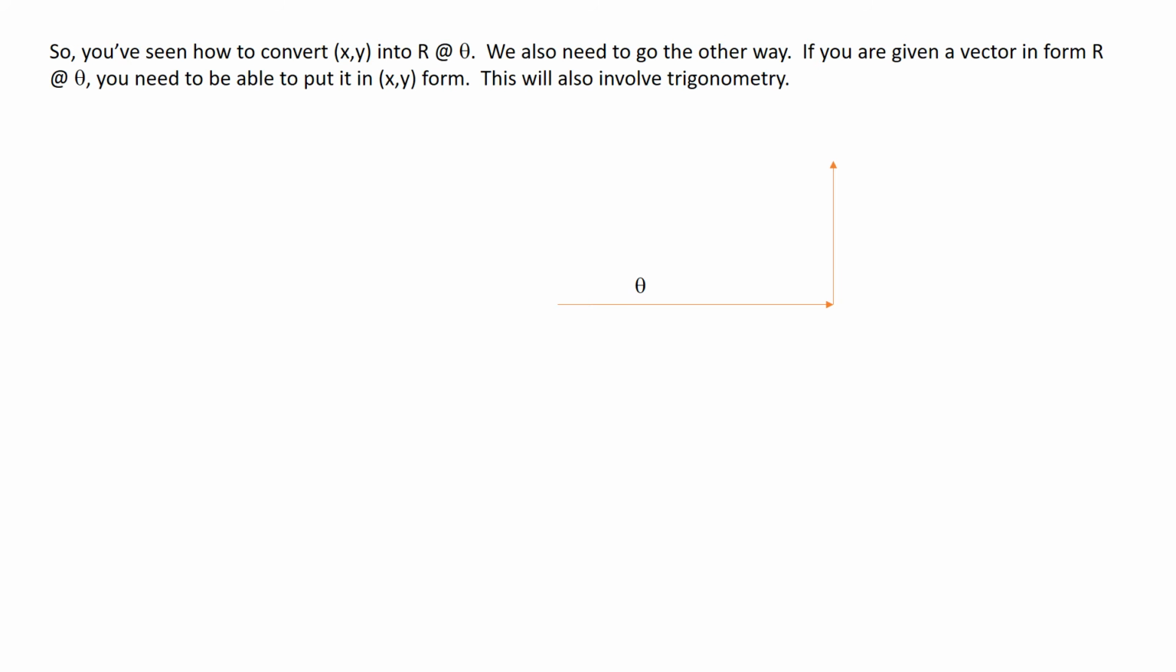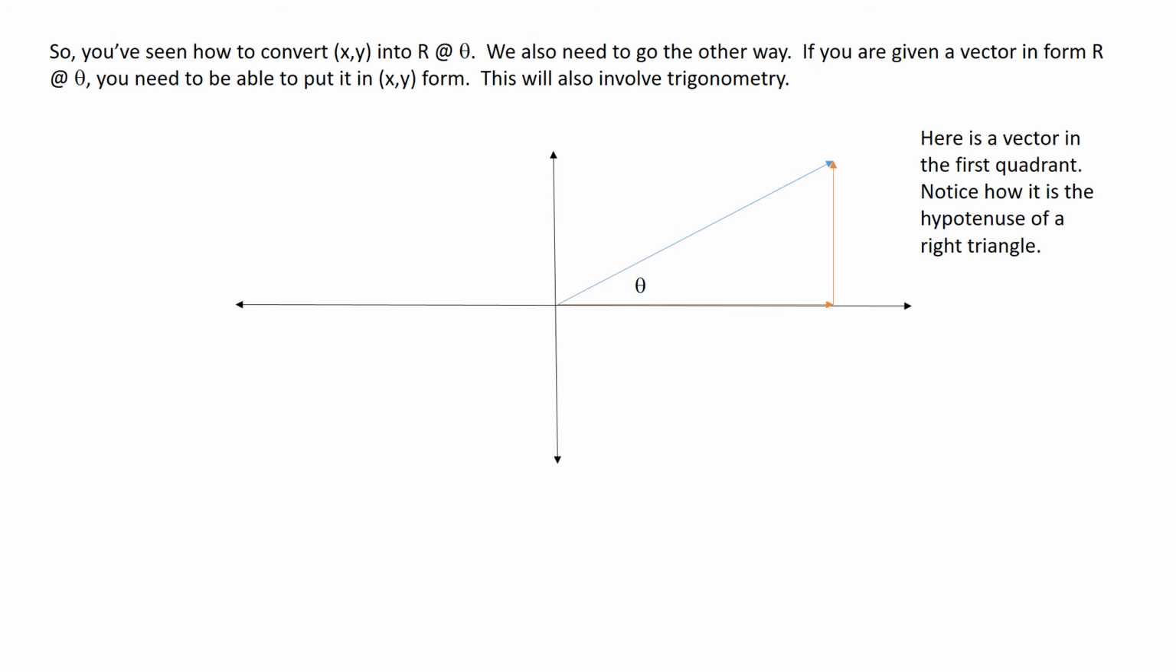You've seen how to convert X and Y into R theta. You have to go the other way. If I'm given a vector in the form R at theta, you need to be able to put it in the XY form. This will also involve some trigonometry. I guess I have some vectors and angles already drawn. Here's my coordinate system. Oh, and there's my hypotenuse. I have an angle, and I have my 2 legs.